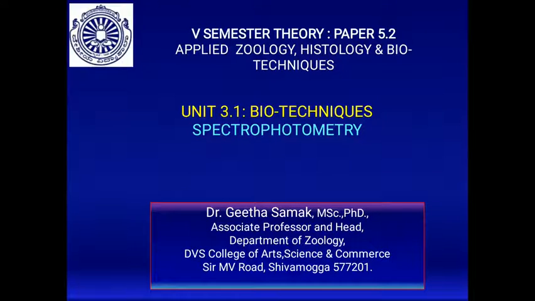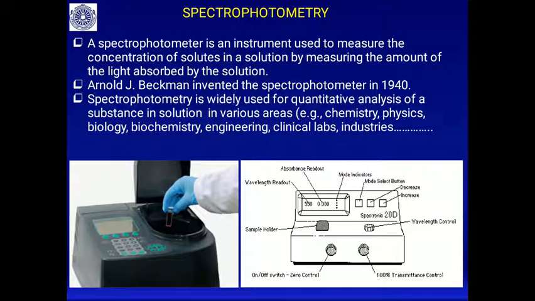Dear students, now I'm going to tell you about another biotechnique, spectrophotometry. You might have studied it already in your chemistry. A spectrophotometer is an instrument used to measure the concentration of solutes in a solution by measuring the amount of light absorbed by the solution. So for the solution whose concentration we want, we measure the amount of light absorbed by the solution, and that gives the concentration of that particular solute.